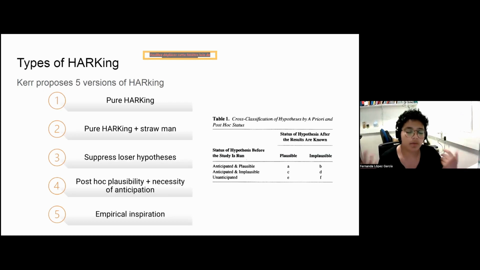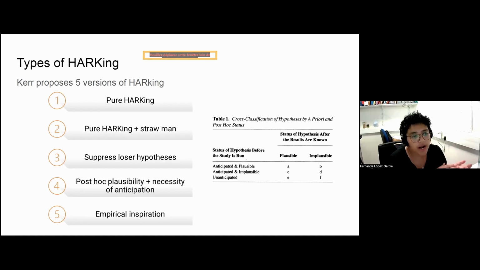So with this, we can go to different types of HARKing. The first one is pure HARKing. This means that you have the hypothesis you made after you have your results. And when you are reporting your results, you don't mention you have a different hypothesis. So in the report, it's known that your post hoc hypothesis was your only hypothesis.